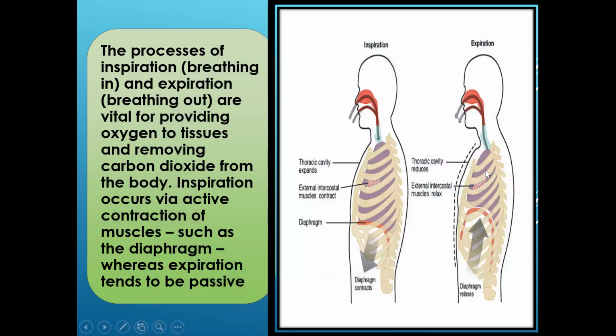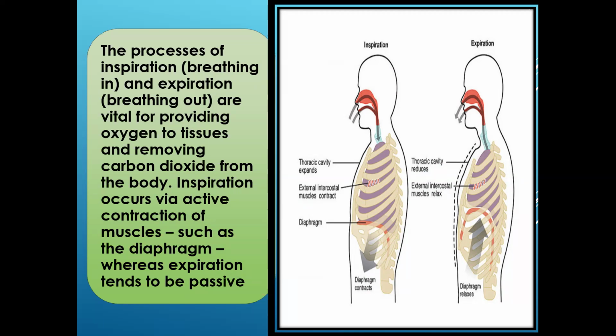The process of inspiration, also known as breathing in, and expiration, also known as breathing out, are vital for providing oxygen to tissues and removing carbon dioxide from the body. Inspiration occurs through an active contraction of muscles, such as the diaphragm. Look at this diaphragm. This is the diaphragm. It's a dumbbell-shaped structure that is very important in breathing.